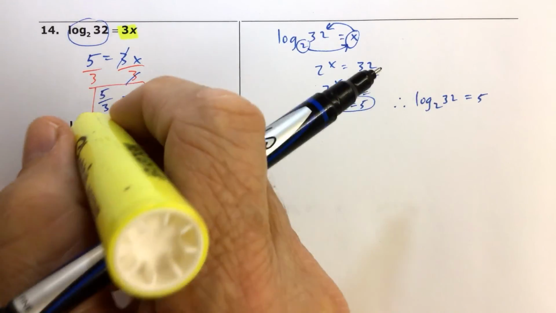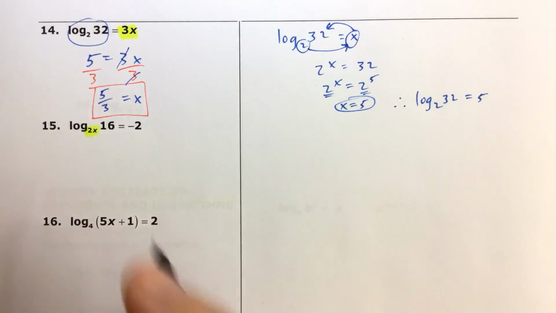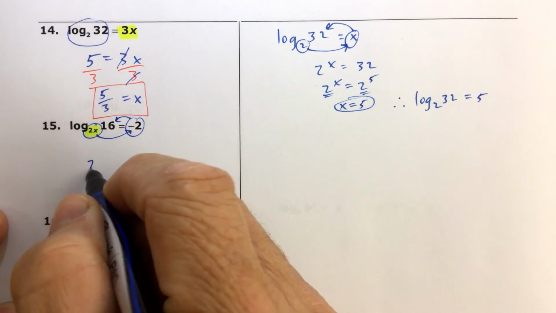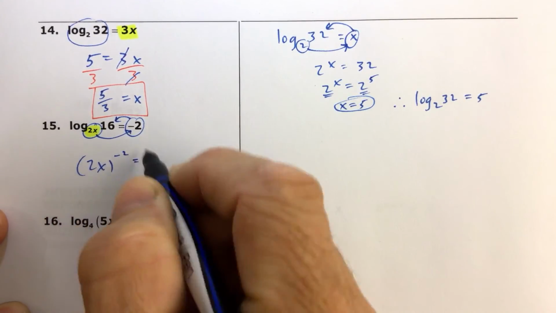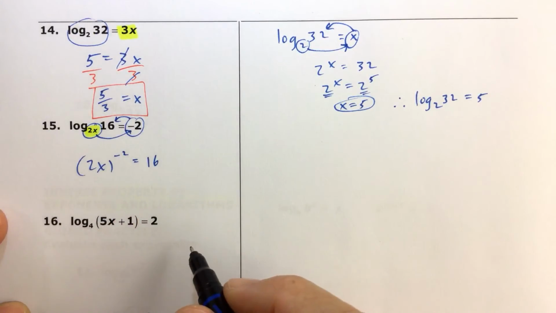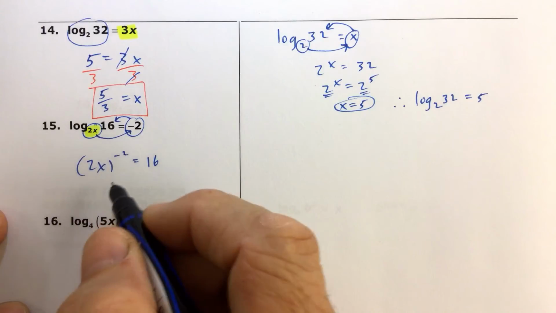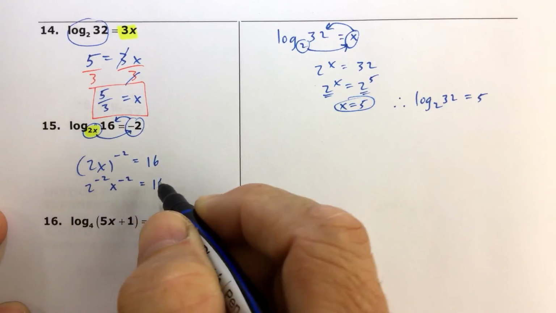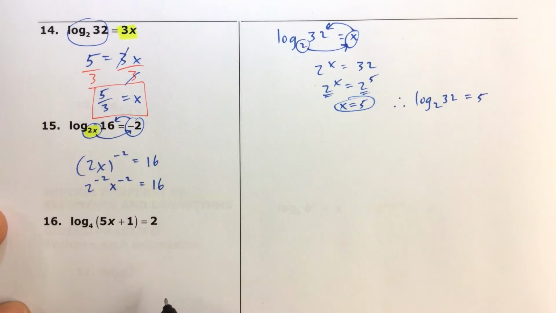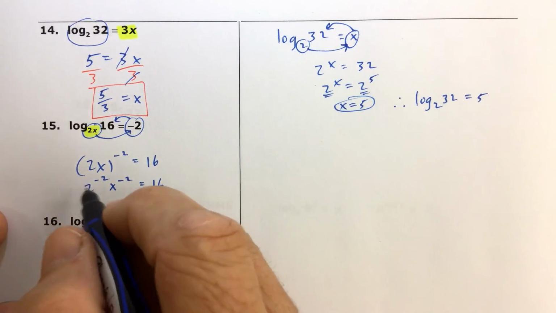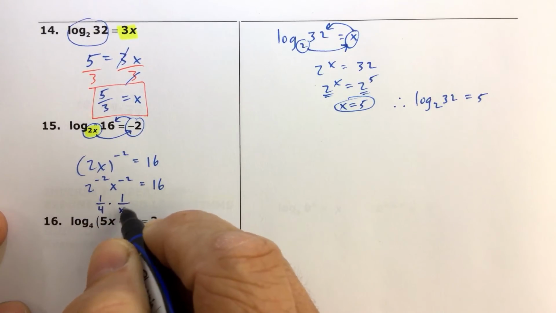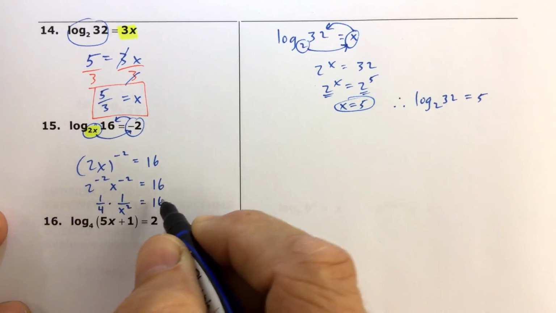So anyway, we always identify in every equation where the variable is. Here the variable is locked up in the log, so we're going to unlock it by moving to exponential form. We have 2x being raised to the negative 2 is equal to 16. We know that 2x being raised to the negative 2 is the same as 2 to the negative 2 times x to the negative 2 is equal to 16. Not sure if this is the easiest way to do this, but since I started it this way, I'll just go for it. 2 to the negative 2 can be written as 1/4. X to the negative 2 can be written as 1 over x squared. And we still have equal to 16.